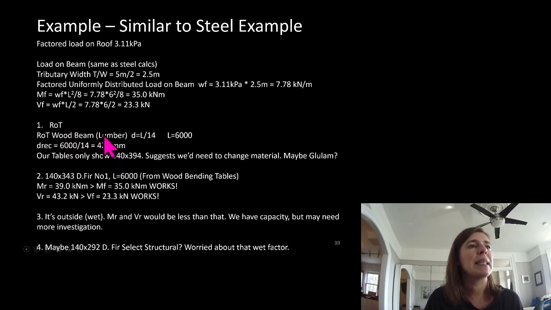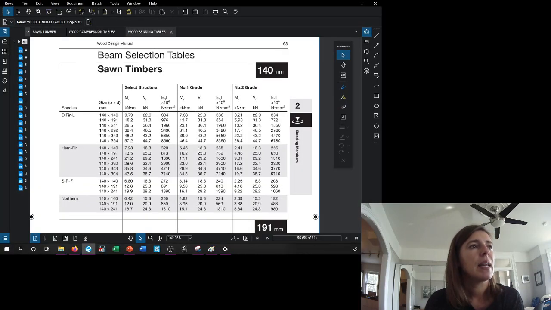A sizing guideline would tell us for a wood beam, and this is a standard wood beam, and if we looked at that drawing, it is doing the job of a beam, its length divided by 14. Our length was 6 meters, so 6 divided by 14 gives us 429. Let's come back to those tables for the 140s. They only gave us up to a 394.